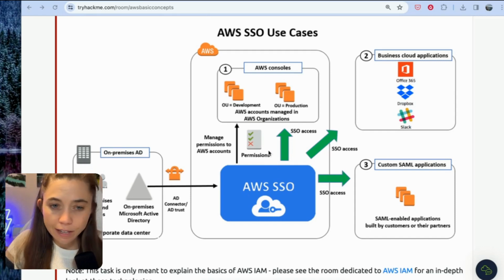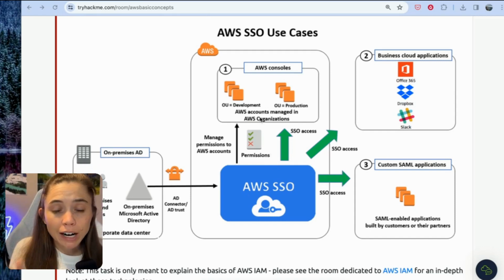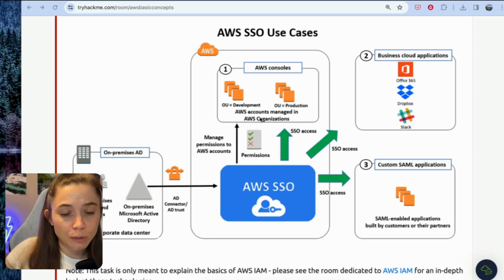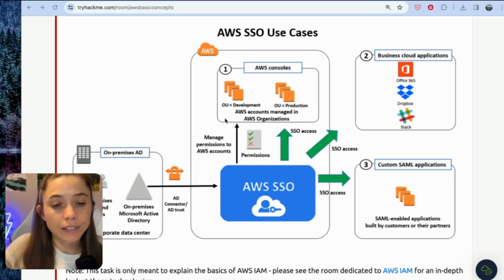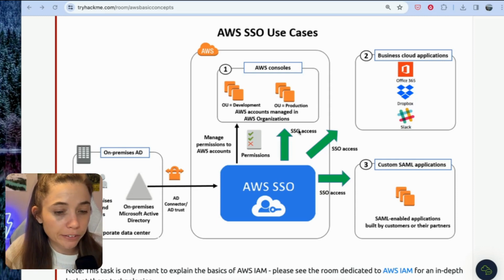So let's see what this diagram is all about. AWS single sign on use cases. And remember, as was just mentioned, single sign on is what Identity Center used to be called. So this is probably a diagram from the AWS docs before that name change occurred. This is talking about Identity Center, which is what it's currently called now.